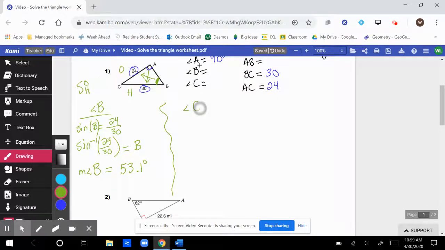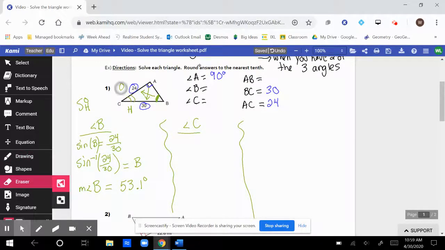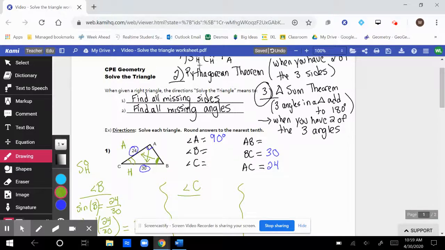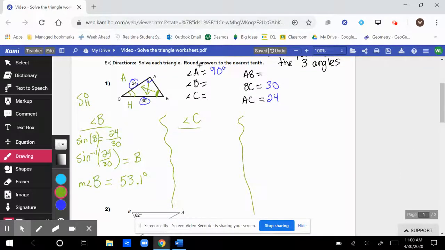Okay, angle C. And this is kind of what I was talking about with your toolkit. We could use angle C, and 24 then would be adjacent, not opposite, and we would use cosine because A and H. But this is why I'm saying work smarter, not harder. The triangle sum theorem says that the three angles have to add to 180, and now we already know two of them. A they gave us was 90.